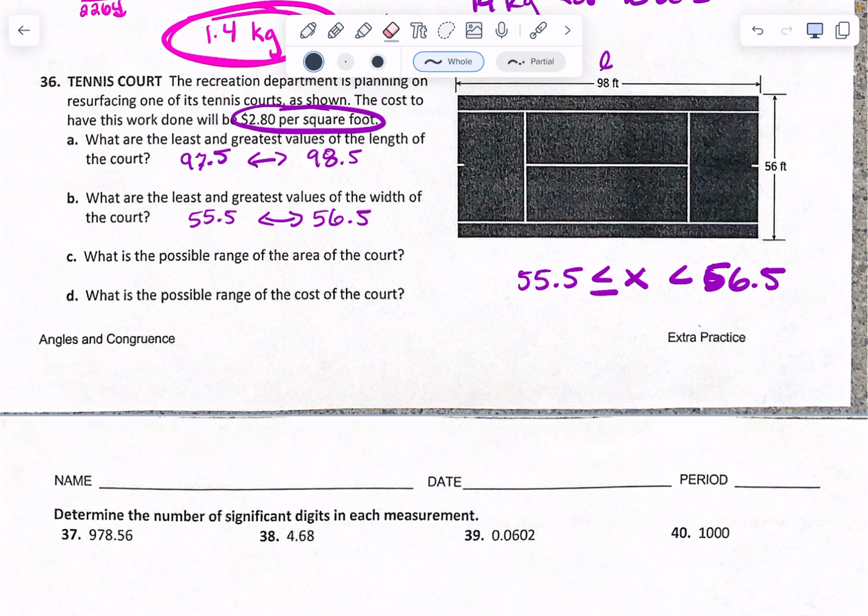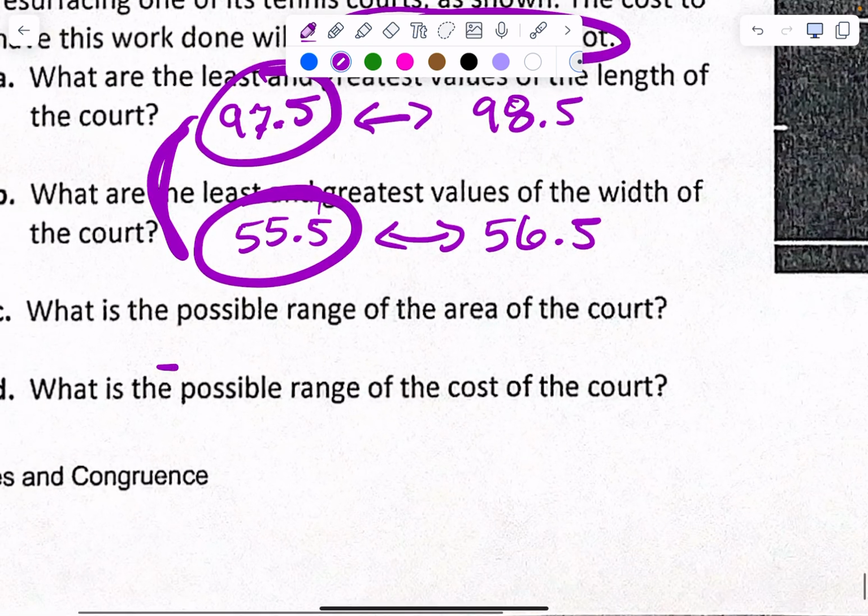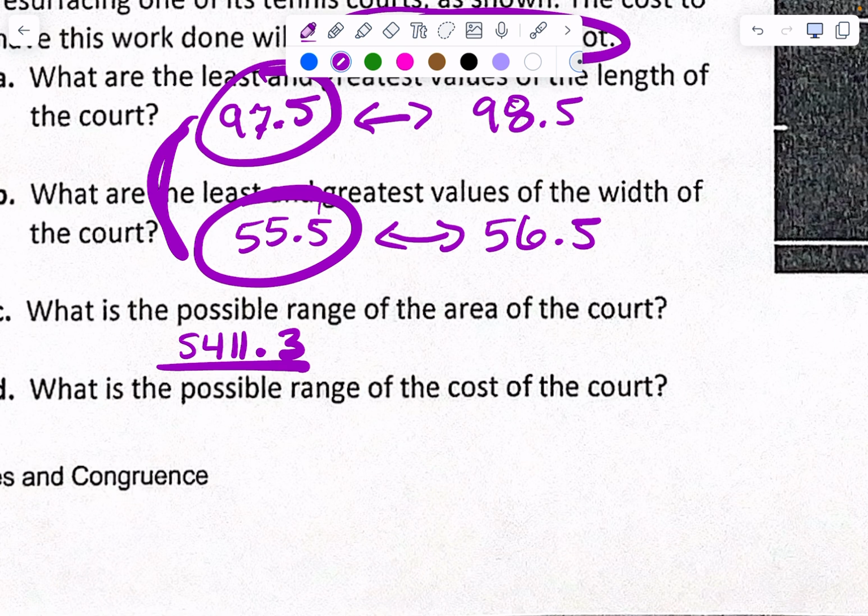What is the possible range of the area of the court? At the low end, let's say this is the least it could be. If we are doing area, we're doing base times height, or length times width. At the very least, it's these two dimensions. If I multiply those two dimensions together, I get the smallest possible area. 5,411.3. We'll talk sig figs in just a second.